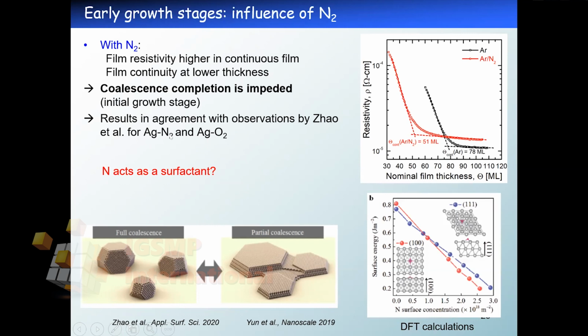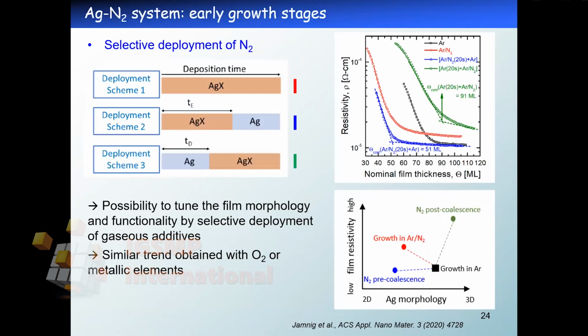But if you look at the properties of the film, if we compare the electrical resistance of the reference film here and the one that contains nitrogen in the plasma, you can see that we have shifted the continuity thickness significantly, but at the same time, we have a higher electrical resistance, which is not desired for the applications. So what we have proposed is to selectively deploy the nitrogen at different stages.